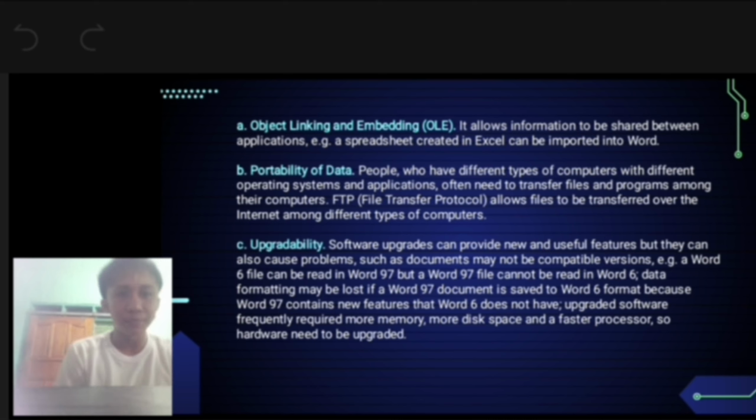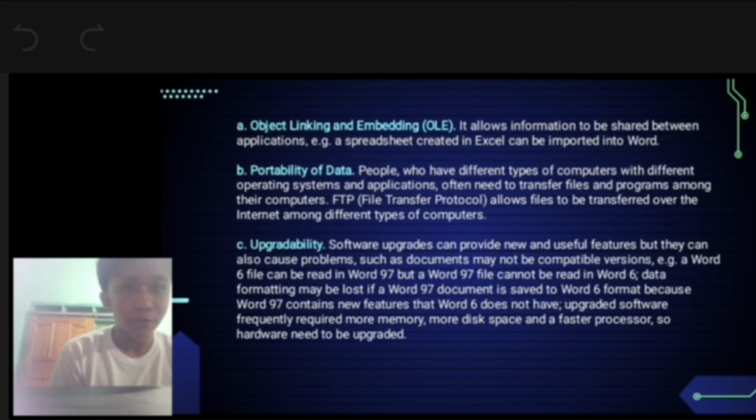C. Upgradability. Software upgrades can provide new and useful features, but they can also cause problems, such as documents may not be compatible between versions. Example, a Word 6 file can be read in Word 97, but a Word 97 file cannot be read in Word 6.